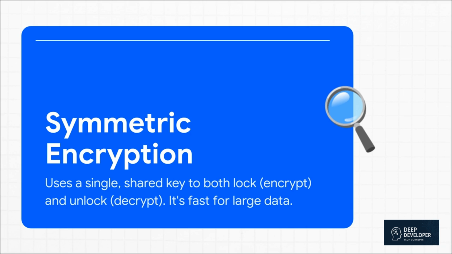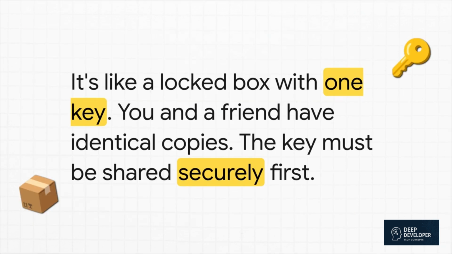It's that simple. The best way to picture this is with a physical lockbox. Imagine you and a friend both have identical keys. You can lock a message inside the box, send it over, and they can use their identical key to open it. Now, this method has a huge advantage. It's incredibly fast, and that's fantastic for encrypting a lot of data. But it's got one massive, glaring weakness. How did you get that key to your friend securely in the first place?